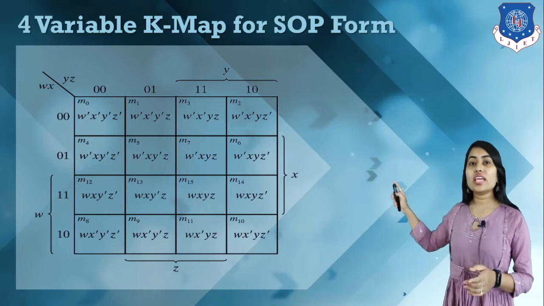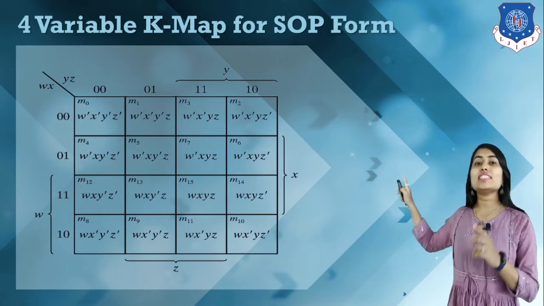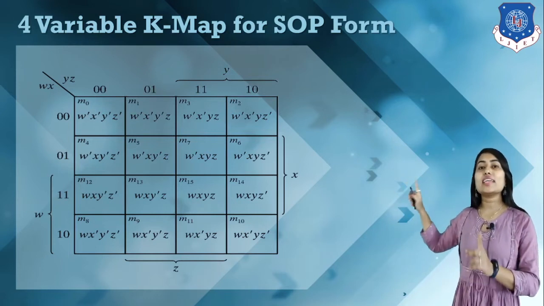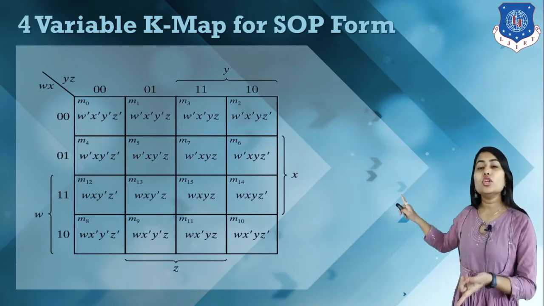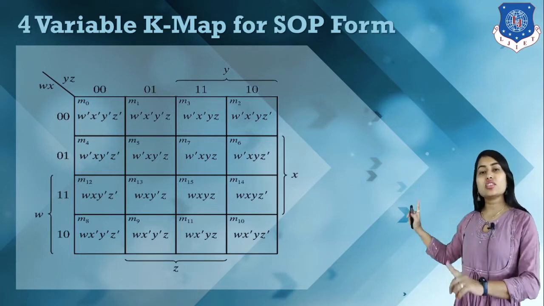Now here we have the condition for 0, that is w dash, x dash, y dash, z dash. Then here w dash, x dash, y dash, z, and so on.